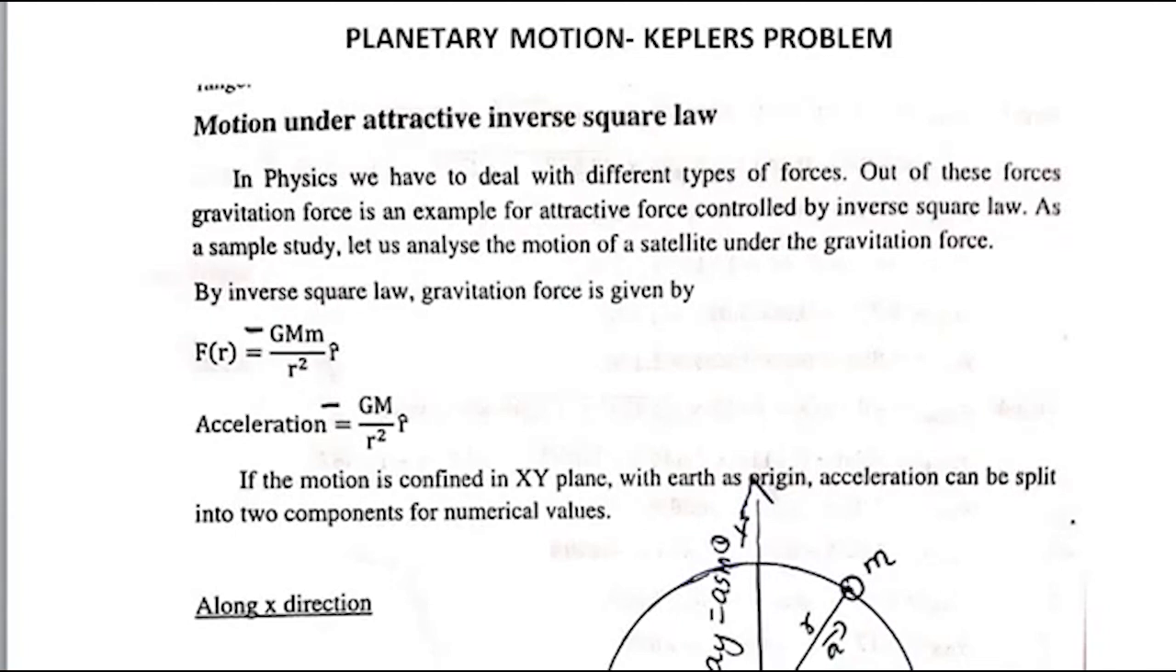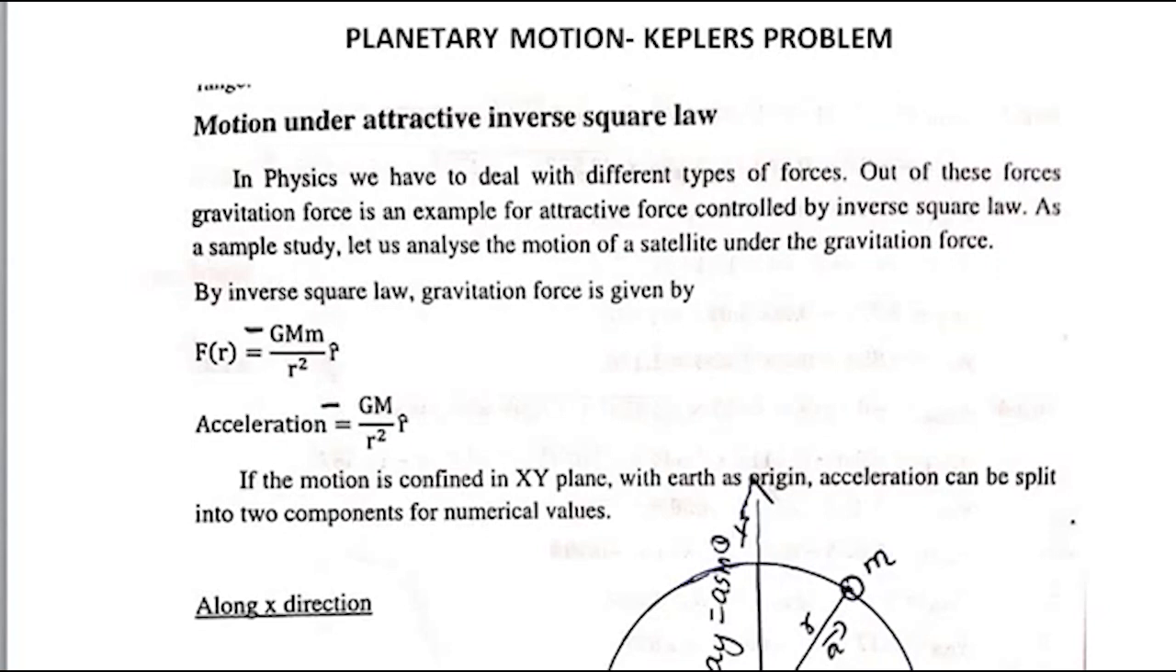And the third law states that the square of the period of revolution, T squared, is proportional to the cube of the semi-major axis of the ellipse. Here we are going to discuss the elliptical orbit law. So this is something you have studied in your degree classes.